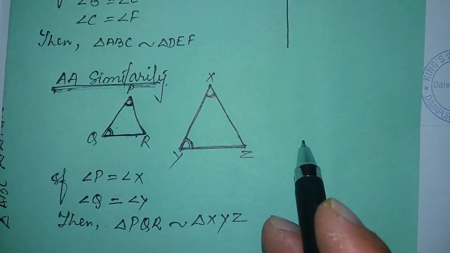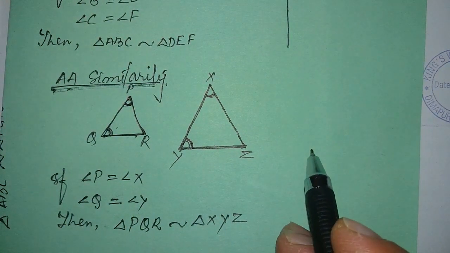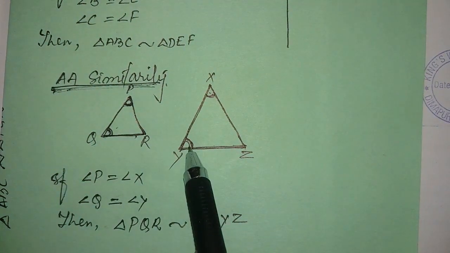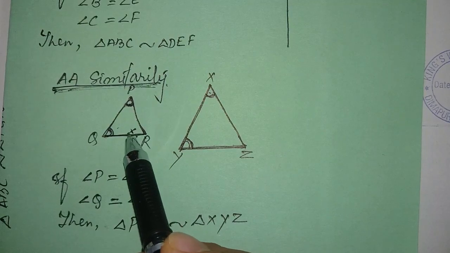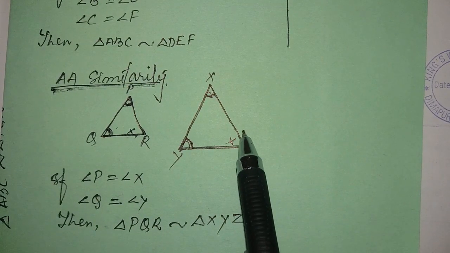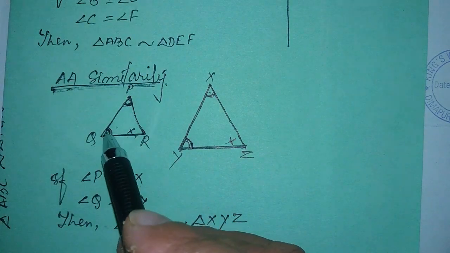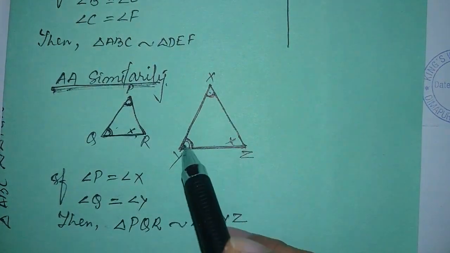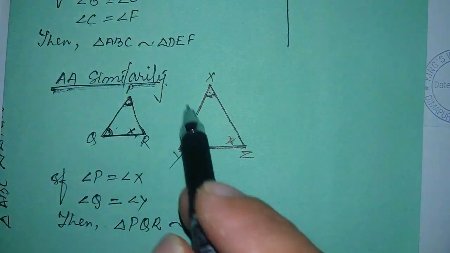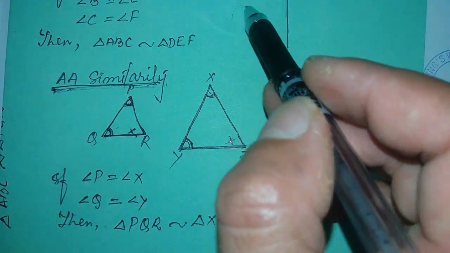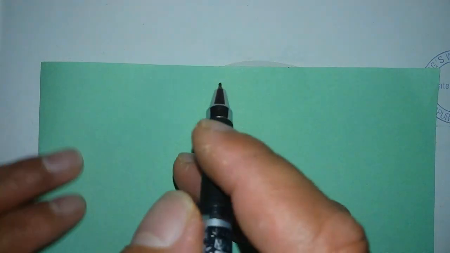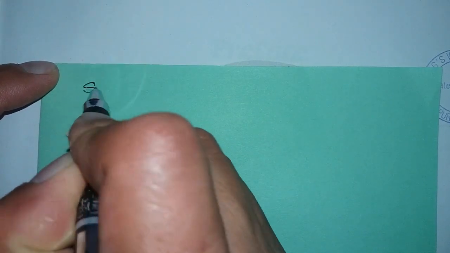Now to prove this, it's very simple. Since these two angles are equal and these two are equal, the third angles will also be equal, because the sum of the angles of a triangle is 180 degrees. The sum of the angles of the other triangle is also 180 degrees. So if all the three angles are equal, then by AAA similarity we will get that these two triangles are similar.